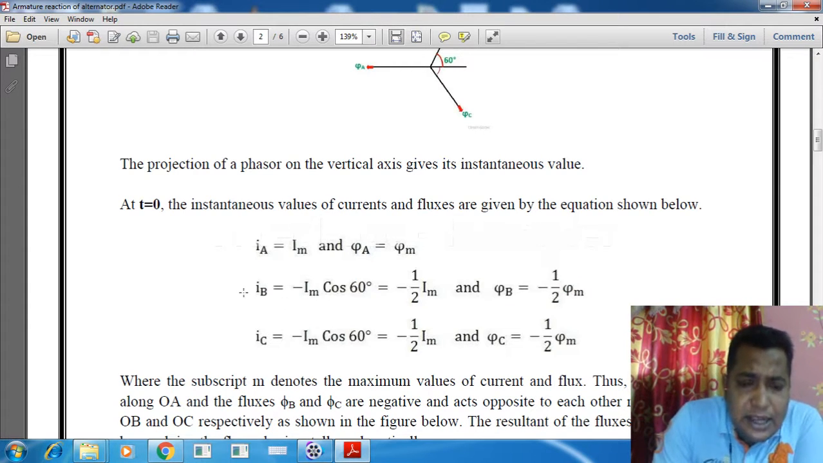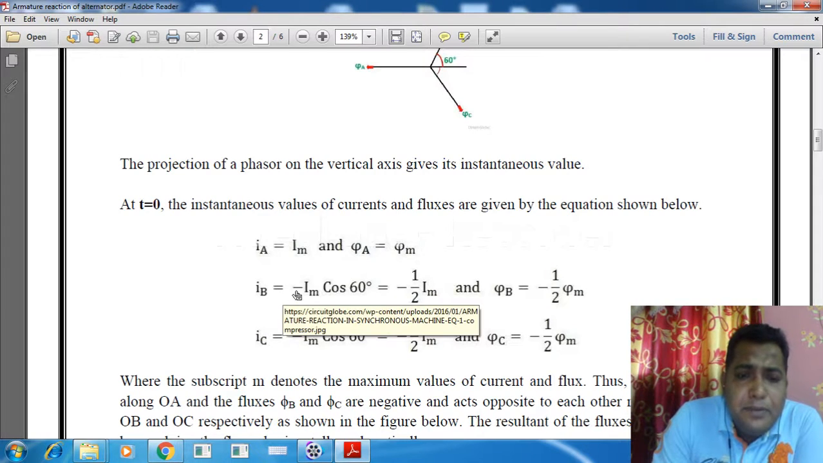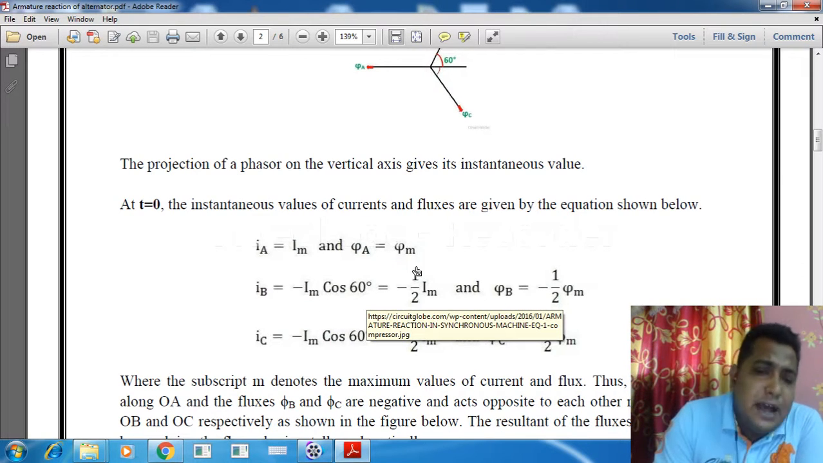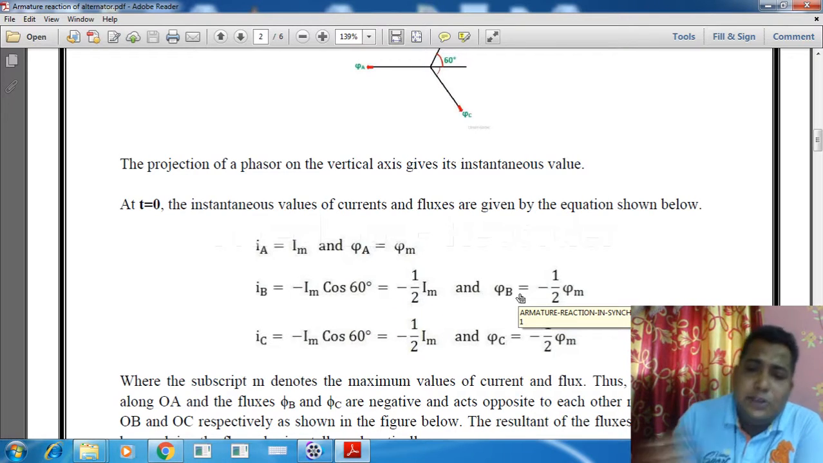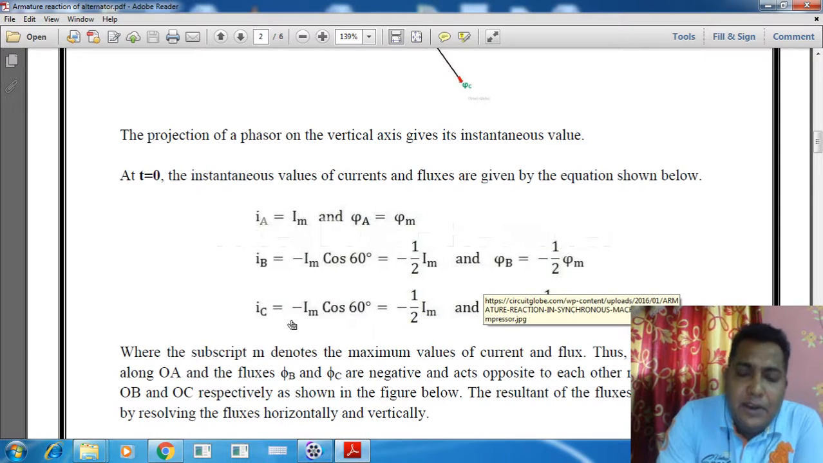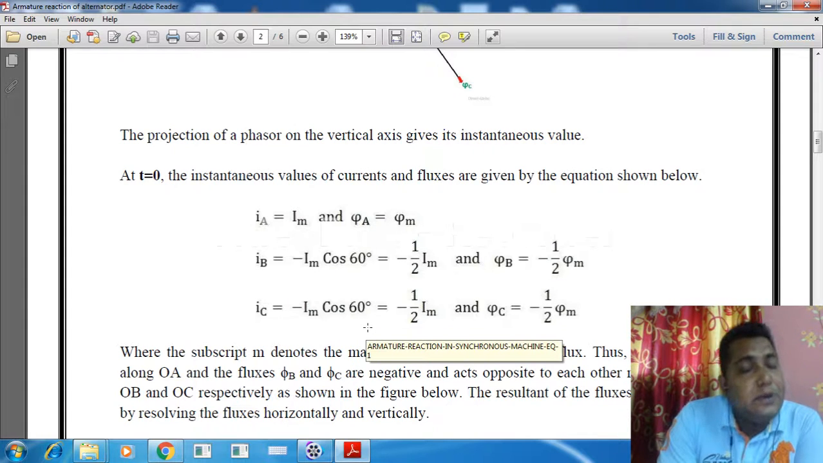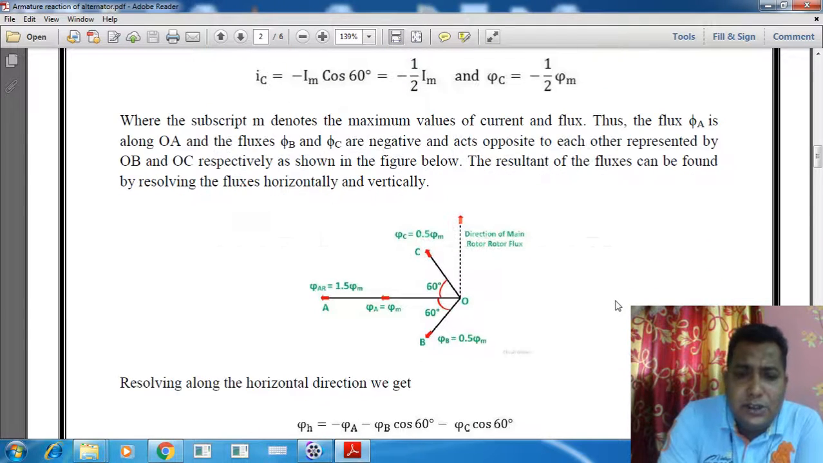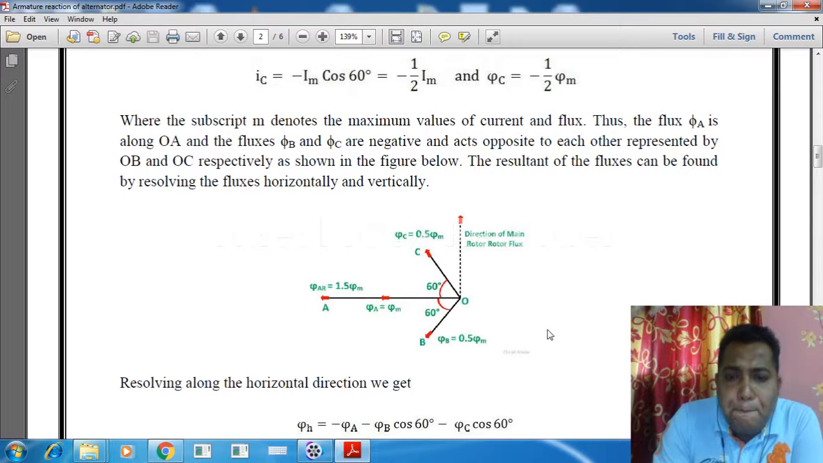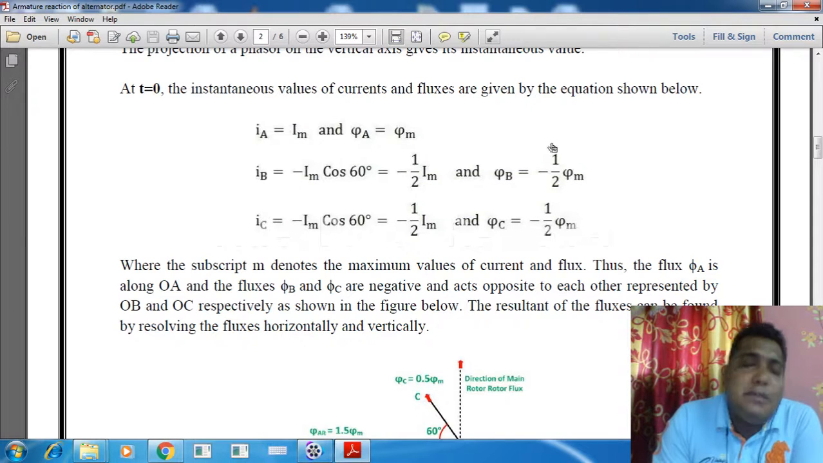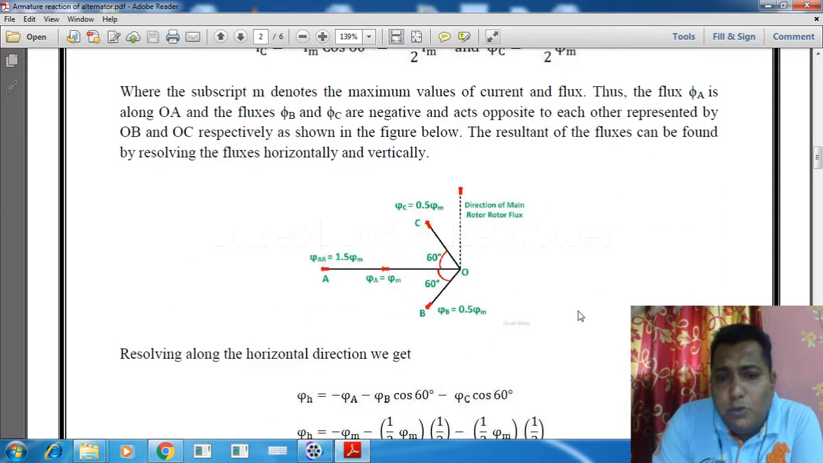So this is Ib. Ib is definitely minus Im cos 60 degree. Now if we put the cos 60 value, that is half, it is minus half Im, and there is a phi b, so that is also minus half phi m, that is phi m cos 60 degree. Like that way, for the case of Ic we can find minus 1 by 2 Im, and in the case of phi c we can find minus half phi m. Okay, these are the things. Now this is the resultant: 1 by 2 Im or 1 by 2 phi m means 0.5 Im or phi m. So those component values we have placed over here.